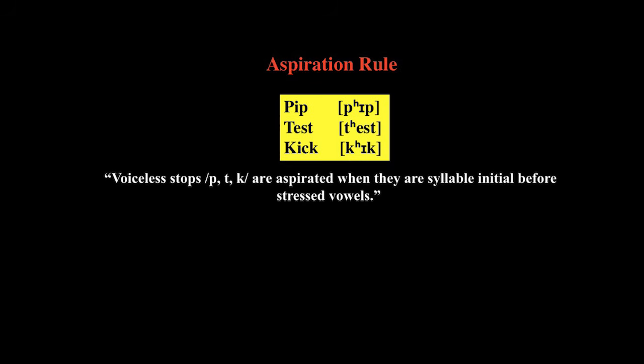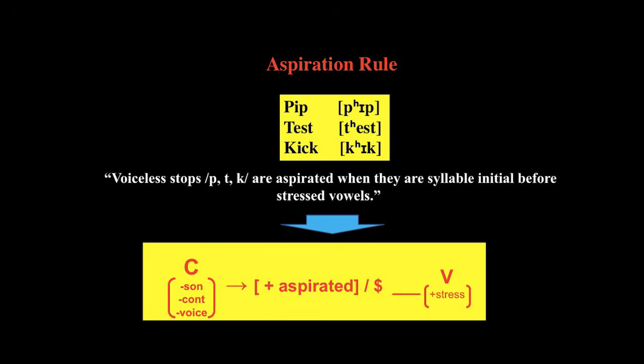Now, how can we translate this phonological rule statement into a formal phonological rule notation? We simply say that the consonant, which is minus sonorant, minus continuant, minus voice, becomes plus aspirated if it is syllable initial followed by a vowel that is stressed. As you can see in the phonological rule notation, we are using C for consonants, then we specify the features for that consonant because we are talking here about only voiceless stops. And what are the features for voiceless stops? Minus sonorant, minus continuant, and minus voice.